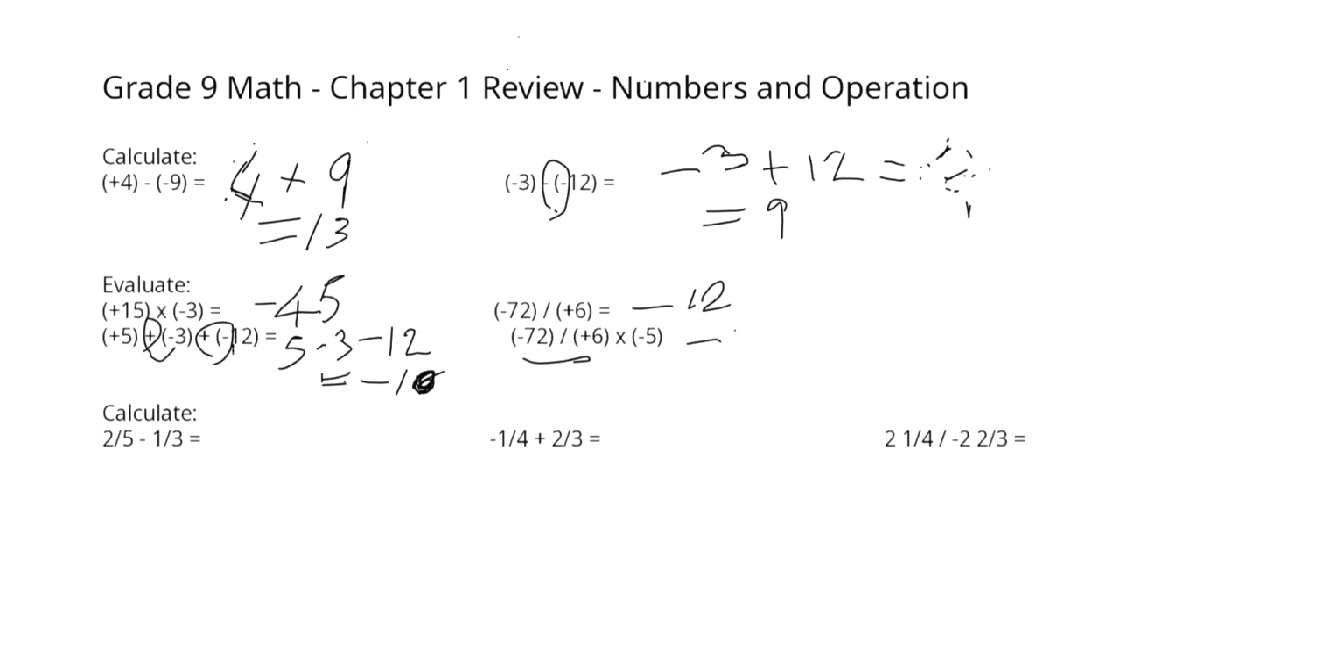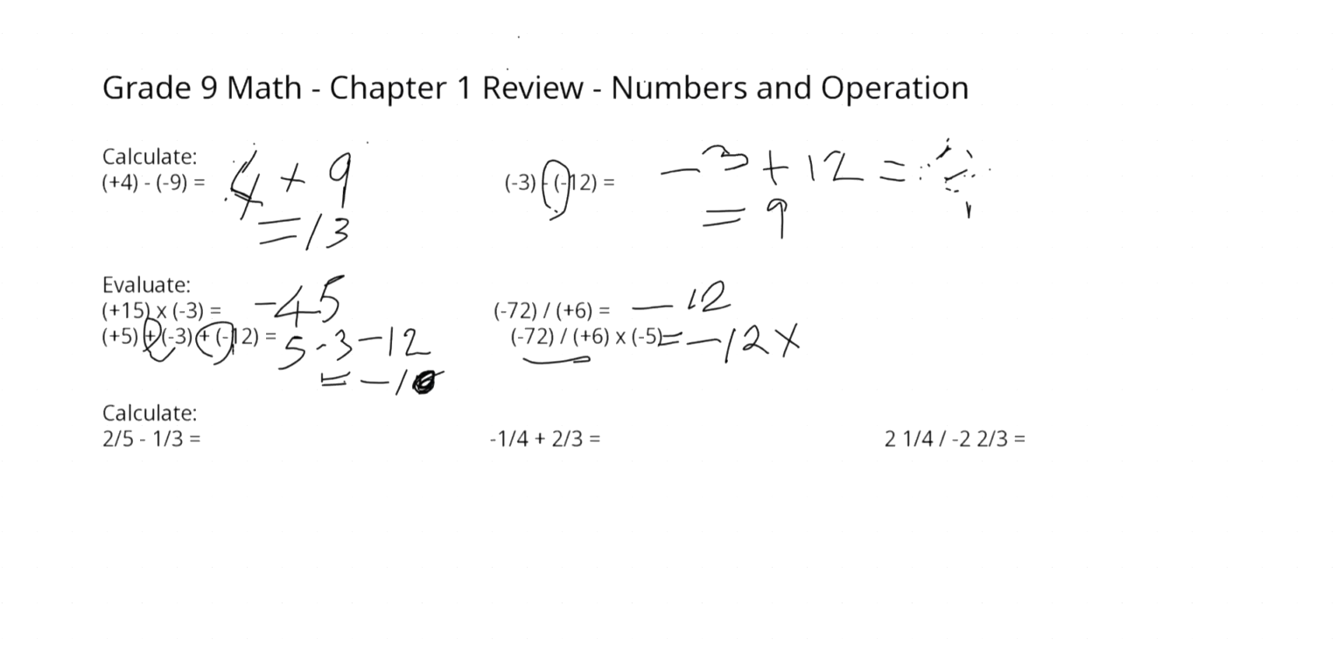-5. Because we have a negative times a negative, remember what that rule is? It's positive. So 5 times 12 is 60. So the answer is 60. We don't need a negative anymore.